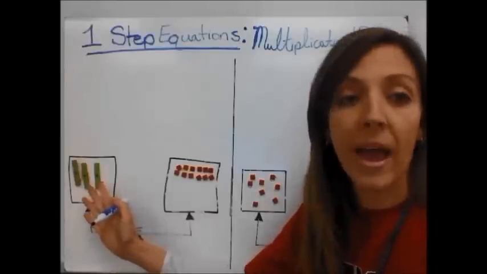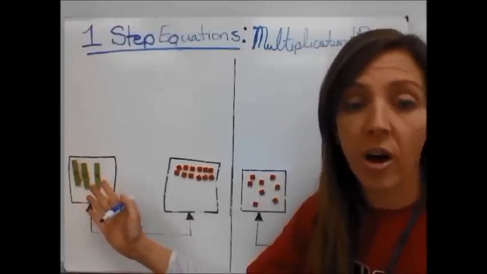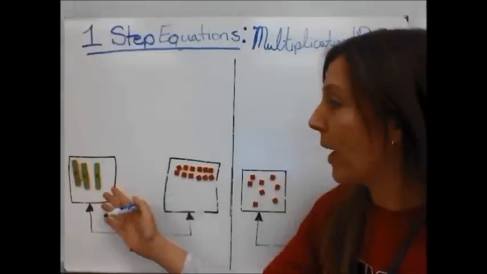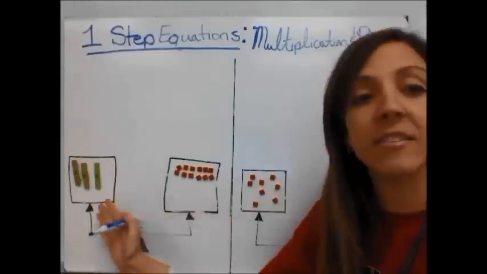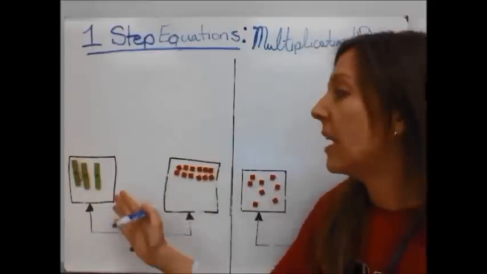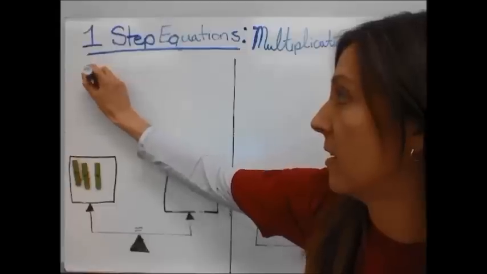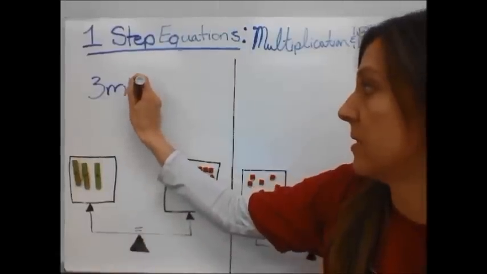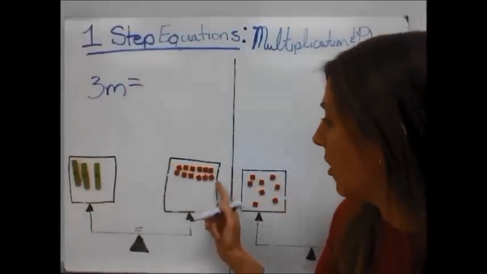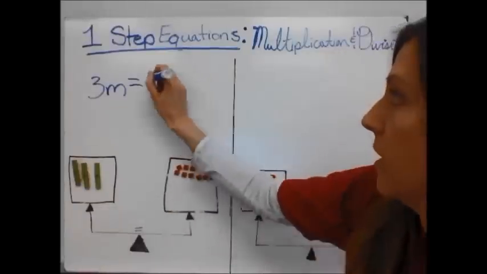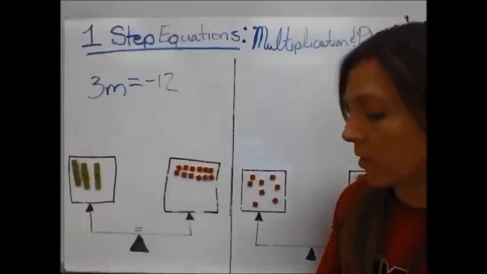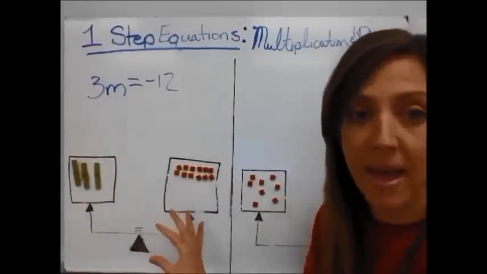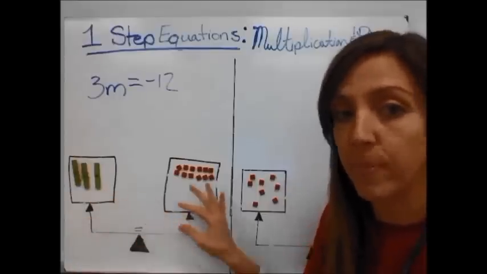Over here we have our rectangular algebra tiles, which are our variables. Well, we have three of them. So what equation would this balance model? It models three variables, which would be like 3m equals, and these are all negative chips, and there are 2, 4, 6, 8, 10, 12. Negative 12. 3m equals negative 12 is the equation that matches what I see right here on my algebra mat.